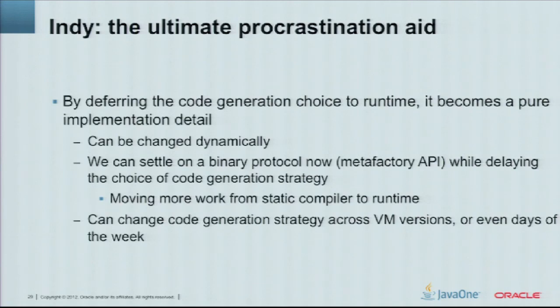It also gives us an opportunity to procrastinate, and procrastination is good. We defer the choice of code generation until runtime. That makes it a pure implementation detail. We can change it dynamically from run to run, from minute to minute. We can pick our binary protocol now and pick our implementation later. So effectively what we're doing is we're moving some of the complexity and some of the implementation choices from the static compiler to the VM. And the VM always makes better decisions than the static compiler because the VM has more information with which to make those decisions.